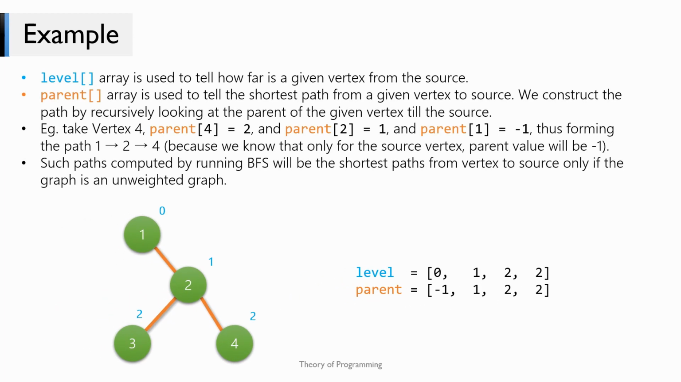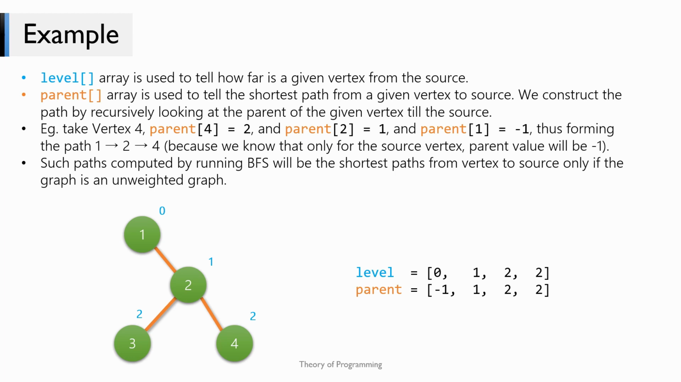Using the level array, we can tell how many edges a given vertex is from the source. And due to the way in which BFS works, this number would be the shortest distance from the source to the given vertex. The parent array can be used to tell the shortest path from a given vertex to the source. We can construct this path by recursively looking at the parent of the given vertex till we reach the source.